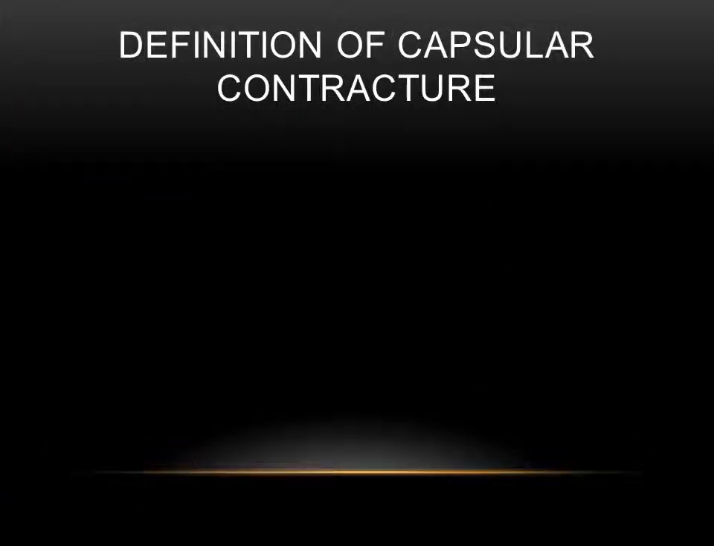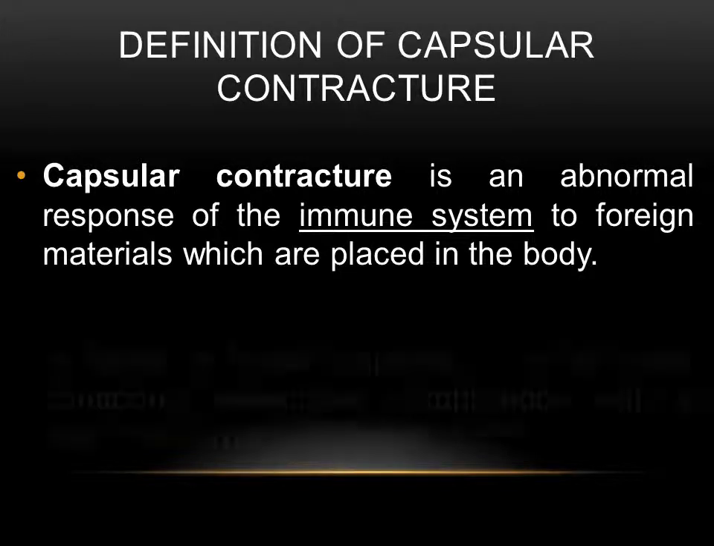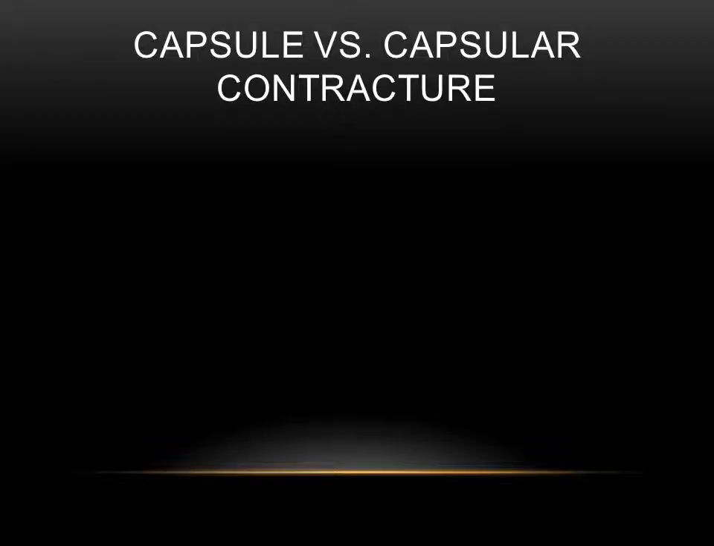The definition of capsular contracture. Capsular contracture is an abnormal response of the immune system to foreign materials which are placed inside of the body. In terms of breast implants, it is the most commonly associated complication with a rate of occurrence between 3 and 75%. I would like to distinguish the difference between a simple capsule versus capsular contracture.